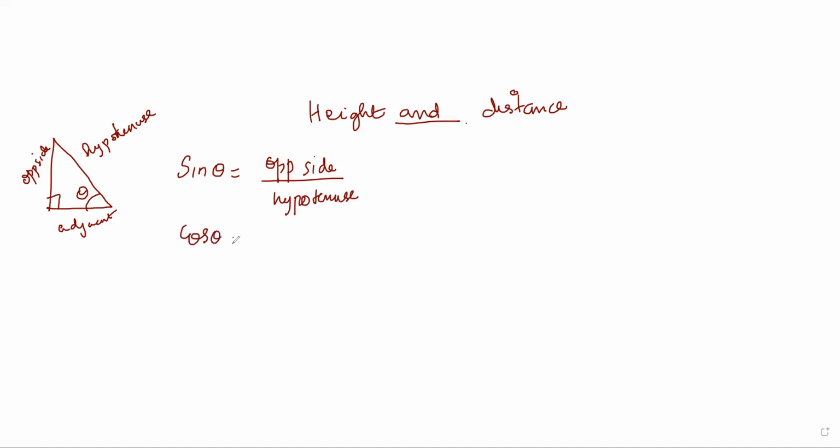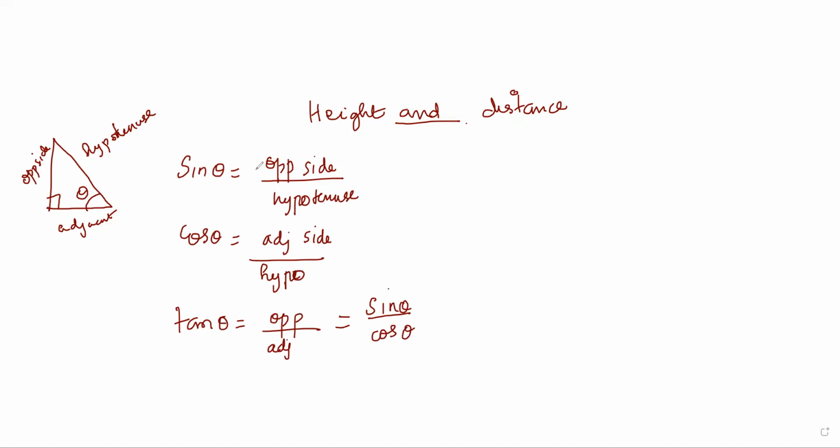Cos theta, adjacent side by hypotenuse. Tan theta, opposite side by adjacent side, can also be written as sine theta by cos theta. Okay. So then after that we have cosec theta, that is reciprocal of sine theta. Then sec theta, that is reciprocal of cos theta. Then we have cot theta, that is reciprocal of tan theta.